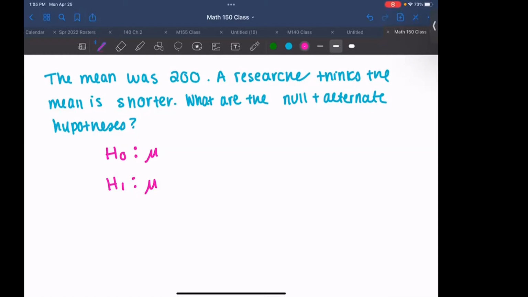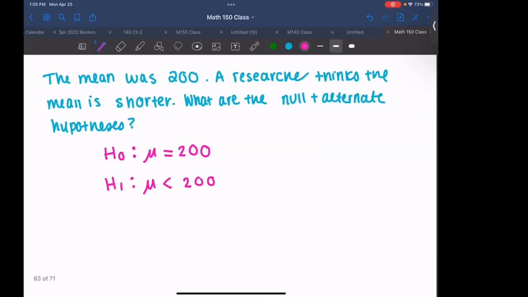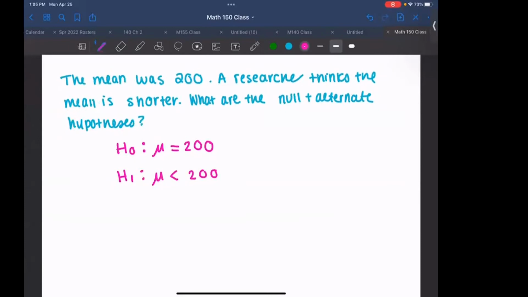Equal for the null hypothesis. Good. What do you think the mean equals for the null hypothesis? 200, good. It depends on the question, but this one should be equal to 200. And the alternate hypothesis always has the same number, right? So it's going to be 200. Do you think it's going to be bigger, less than, or not equal to? Less than, right? Because it says shorter, and shorter means less than. Cool. Any questions on this example here?